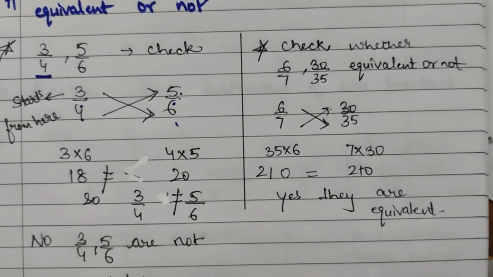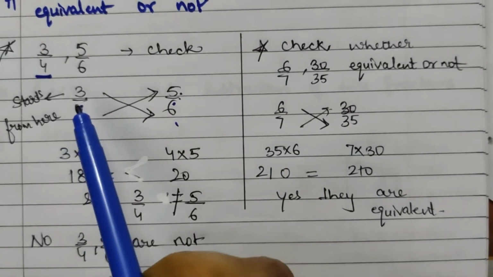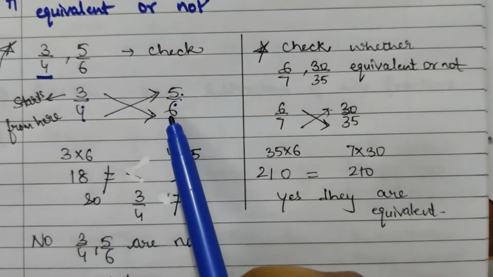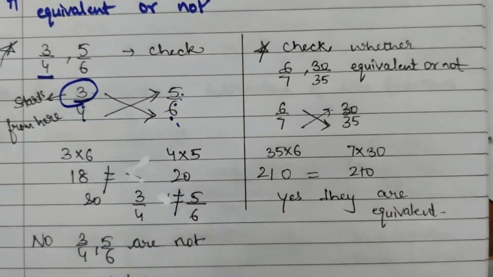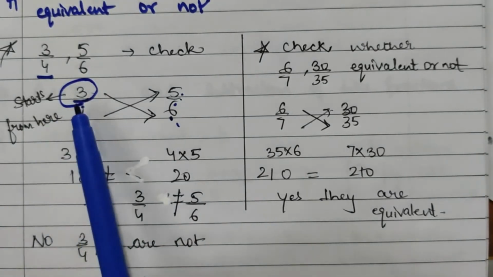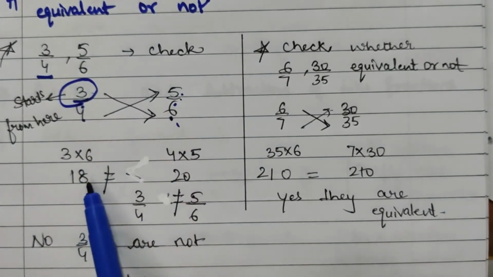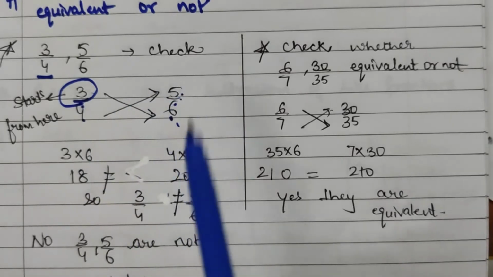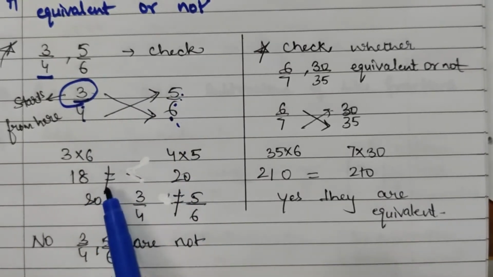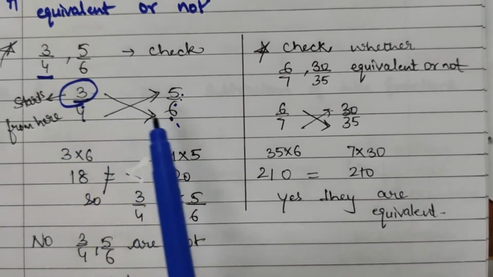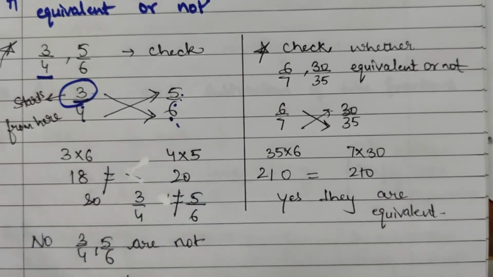Now do the cross multiplication, that is 3 into 6. One thing always keep in mind, start from here always. 3 into 6, 18. 4 into 5, 20. Now are they equal? No. If they are not equal, it means these two fractions are not equivalent fractions.